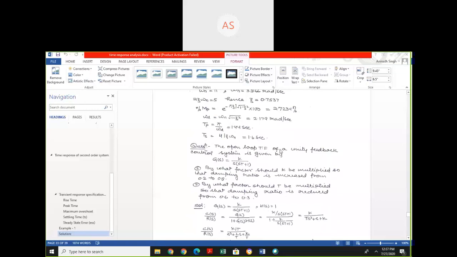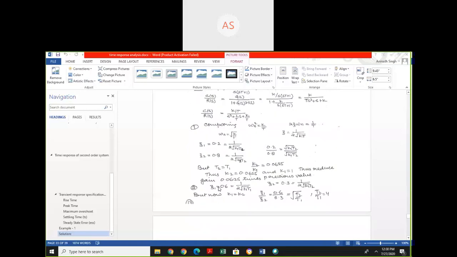The open loop transfer function of a unity feedback control system is given by this. Unity feedback means that the value of H(s) is 1, and the value of G(s) is given by this. By what factor should K be multiplied so that the damping ratio is increased from 0.2 to 0.8?